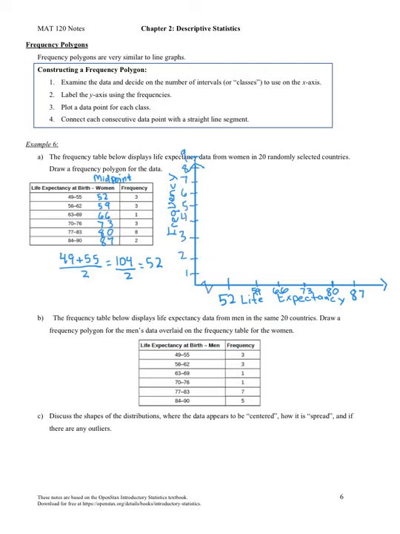Now that we have our axis made, let's go ahead and plot these points. So at the midpoint of 52, we have a frequency of 3, and at 59, we have a frequency of 3, and we continue with this. Once you have the dots plotted, you go ahead and connect each dot with a line.